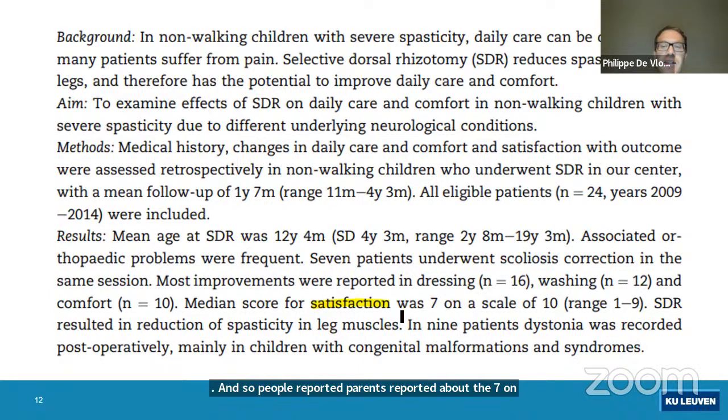And SDR resulted in reduction in spasticity, but they saw in this group that a fairly high number, 9 patients, showed dystonia after SDR. And those were especially children with congenital malformations and syndromes. And so it seems to be working well for spasticity, and there is an improvement in various fields. The satisfaction is high, but it's risky to induce or to reveal dystonia.